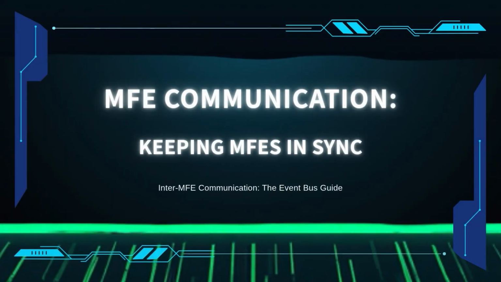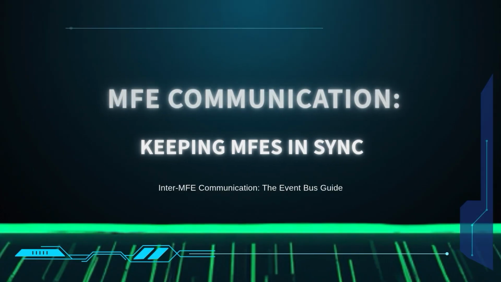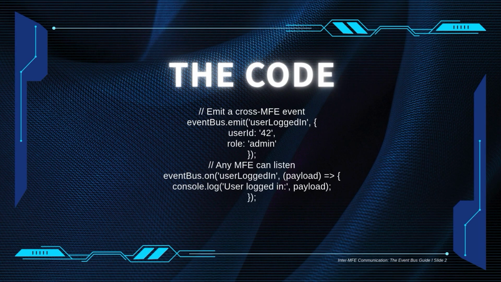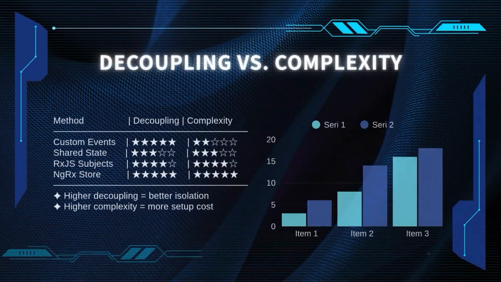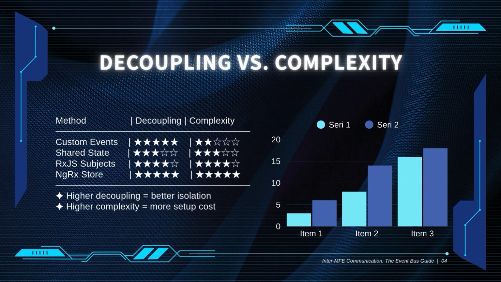The biggest challenge with micro frontends isn't the split, it's the communication. How do we keep independent apps in sync without creating a tangled mess? It's as simple as eventBus.emit('user-logged-in');. By using custom events, RxJS subjects, or even a shared NgRx store, we can broadcast data across boundaries while keeping our teams completely autonomous. No tight coupling, no deployment blockers, just clean reactive architecture.